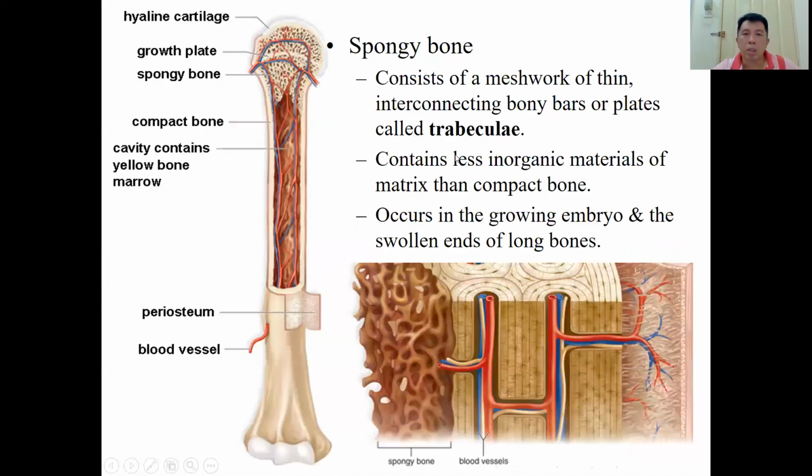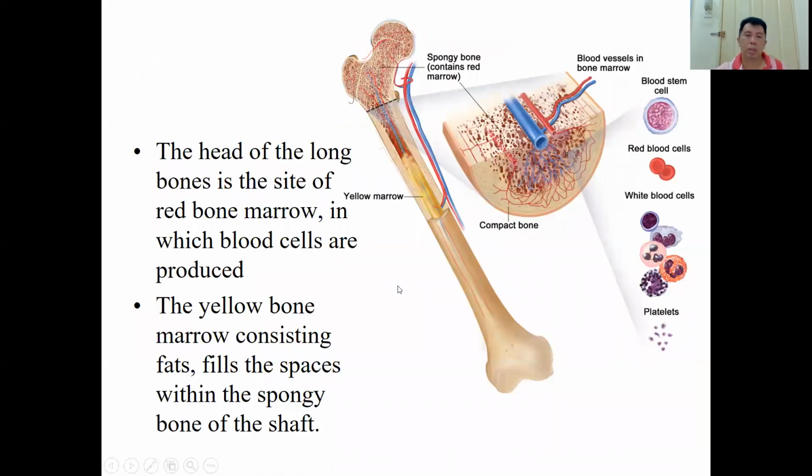Spongy bone is here, this one. The plate-like structures we call trabeculae. Spongy bone contains less inorganic material compared to compact bone, and occurs in the growing embryo and the ends of the long bones. So what is the function of spongy bone? It is the site of red bone marrow. The heads of the long bones are the site of the red bone marrow.